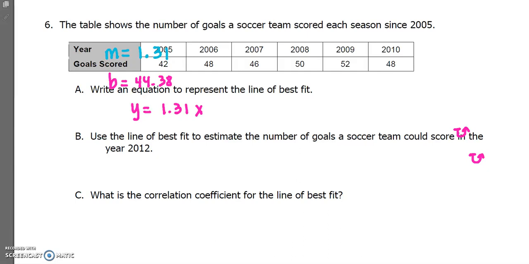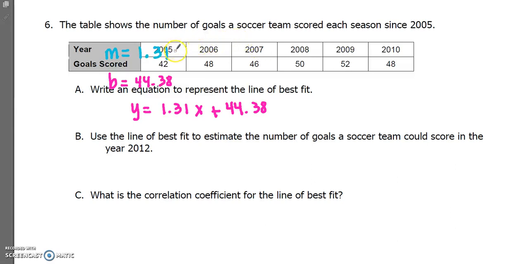So we have the equation y equals 1.3x, that's our slope, plus 44.38. Okay, so there's the equation. The next part is asking us to use the line of best fit, which means use our equation that we just created. And it says, estimate the number of goals a soccer team could score in the year 2012.